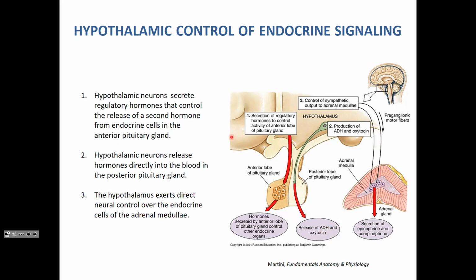And finally, the hypothalamus has neurons which extend all the way down into the adrenal gland, in the adrenal medulla, and it directly innervates these chromaffin cells. These chromaffin cells release, in response to that input, epinephrine and norepinephrine. This is very important when I want to raise glucose really quickly in my blood system.